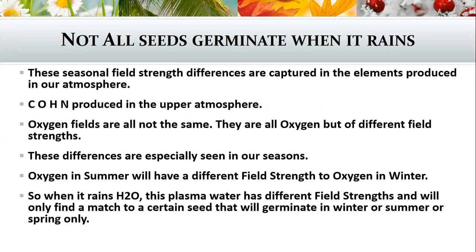And as we've said, these seasonal changes are captured in the elements produced by our atmosphere. So the cohans produced in the upper atmosphere will come down in the rain. These fields are coming into the water and are there so that the seeds and the bulbs and the different plants can get access to these different fields, and it triggers their growth.